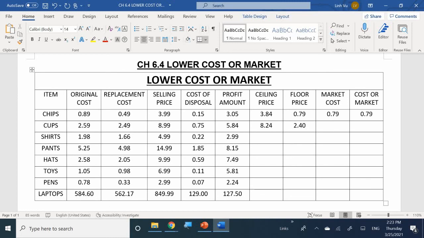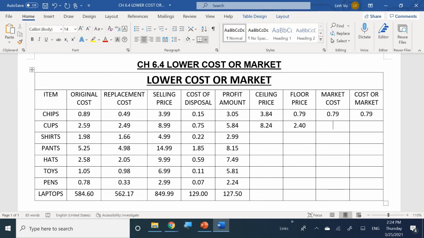So which one is in the middle? No calculations. Remember, we're only comparing the ceiling price of $8.24, the floor price of $2.40, and our replacement cost, which cost me $2.49. So place that in numerical order. Which one's in the middle?